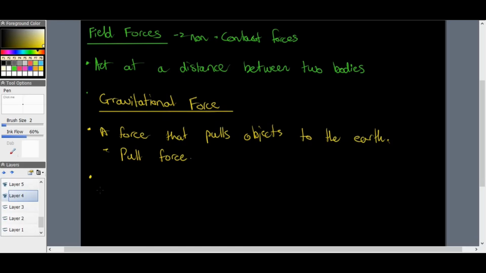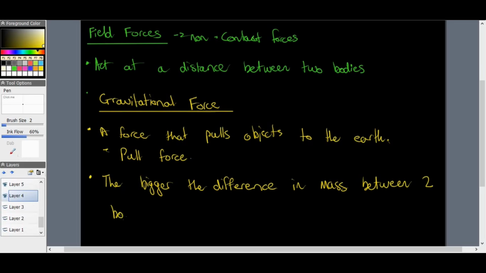The bigger the difference in mass between two bodies, the bigger the force of attraction will be, which is very important to denote. Okay, let's get that part down. Is that the bigger the difference? So almost like the bigger they are, the harder they fall. Okay? In mass, between, write the number two bodies. The bigger the force of attraction will be.